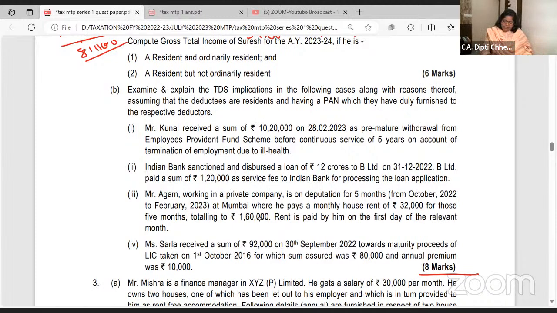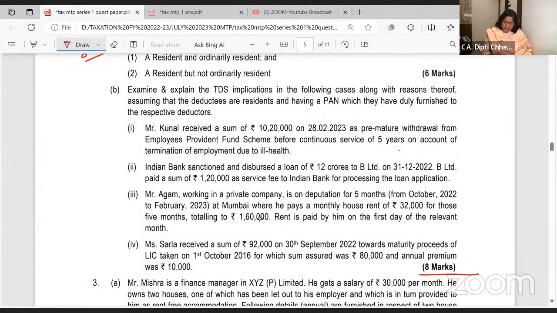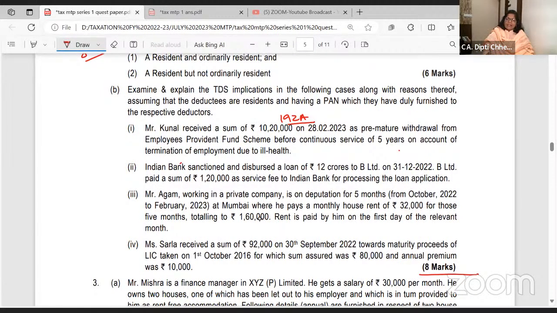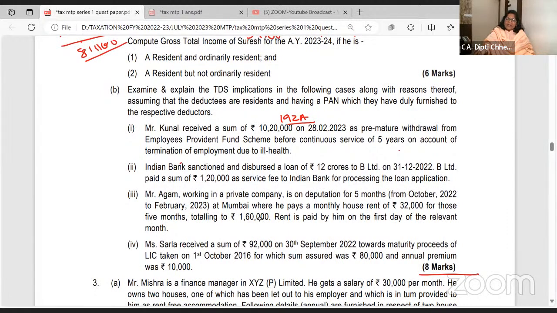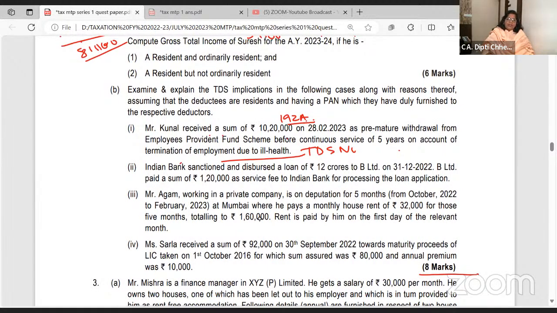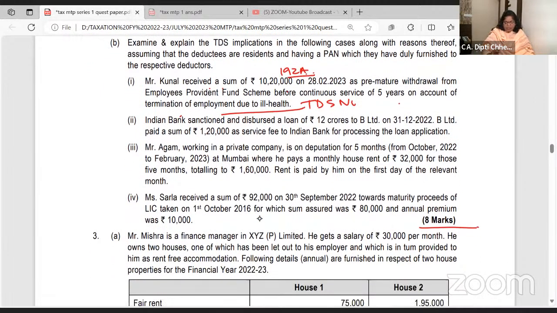Kunal received a sum of 10,20,000 on premature withdrawal, 192A, right? Before the continuous service of 5 years on account of termination. So if you retire before termination of 5 years, then whatever amount you receive, it's taxable. So TDS is deducted under 192A, right? Okay, 192A. Please mention the section if possible. C for contract, I for 194I is for rental income, 194J is for professionals. Repeat it as many times as you can to remember, okay? So Kunal received 10 lakhs premature withdrawal under 192A, but no TDS will be deducted because this is due to illness. This is a genuine reason.